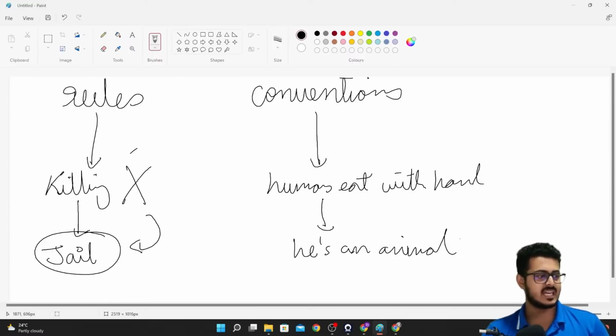Are you guys able to understand this? Please do let me know. We'll be looking at rules and conventions from a perspective of code as well. You don't have to worry about it.